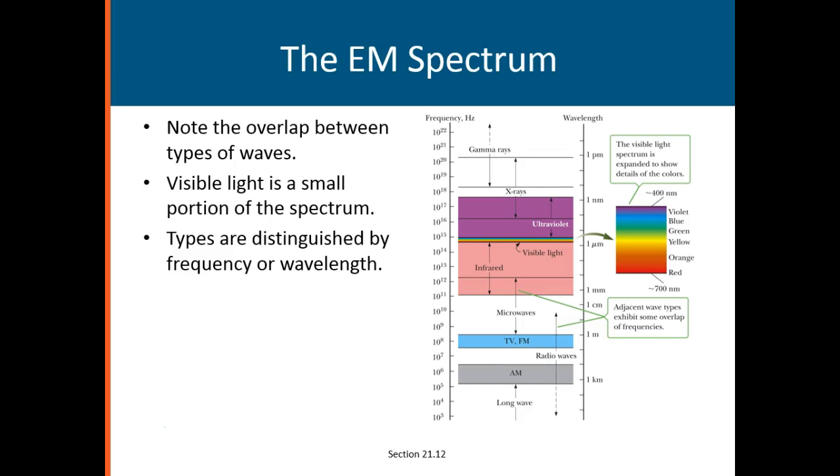Now, below the visible light is a very narrow little band there. Below that, we get infrared rays. Infrared are basically associated with heat rays. When the frequency goes down, the wavelength goes up, that's where you get heat.